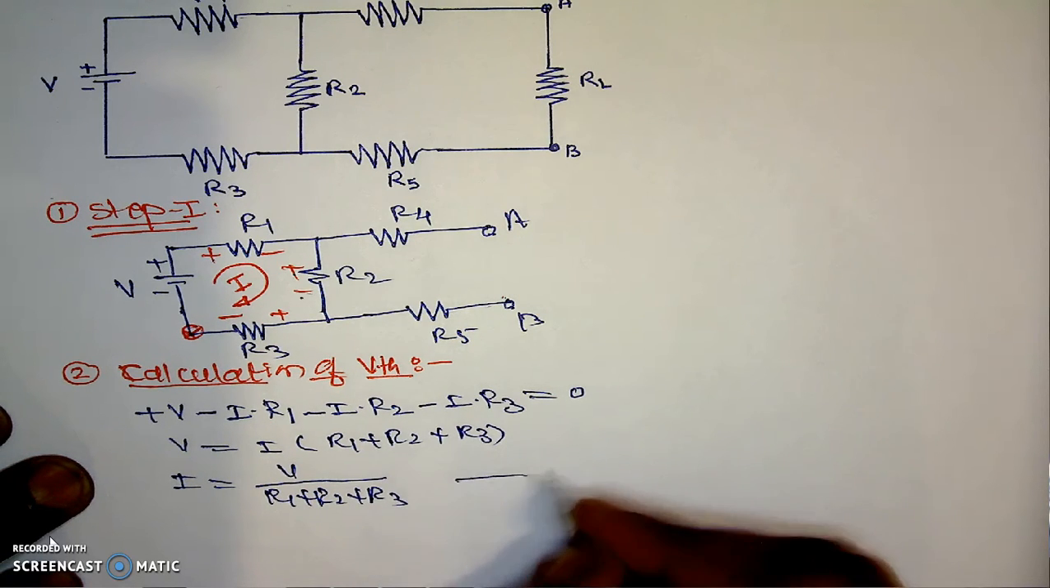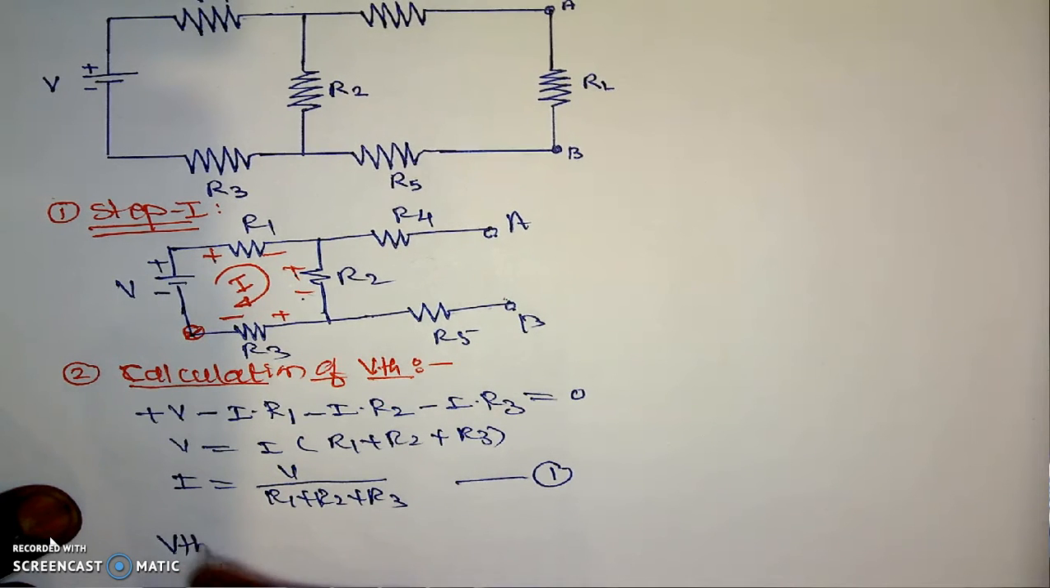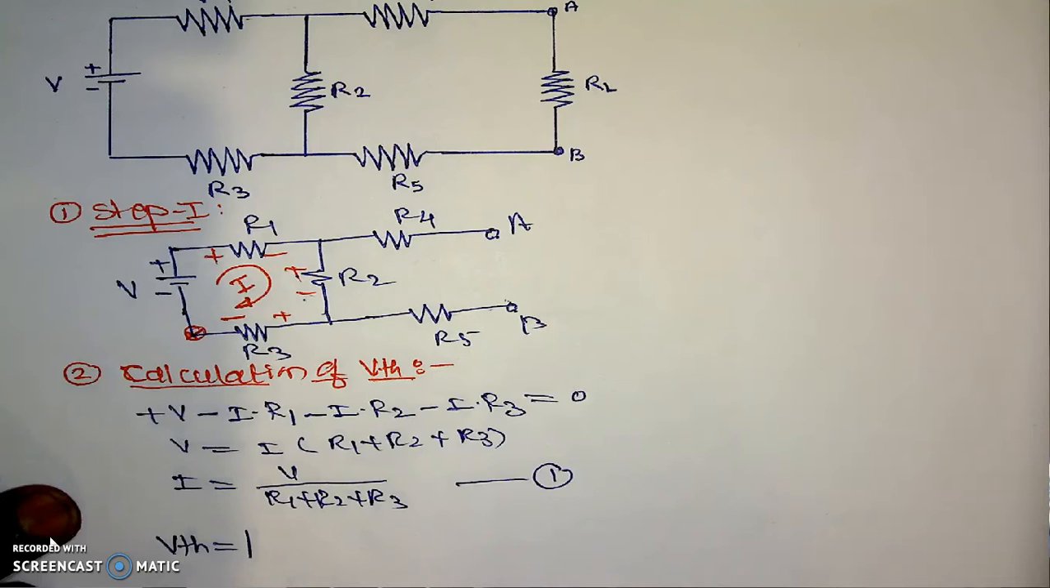This will be equation number 1. Now here, if we know the current, then we can find out the value of the potential VTH. Generally, I am taking it as a modulus value to avoid confusion. But if we are interested in the polarity of the Thevenin's voltage, then we have to travel from the lower potential towards higher, meaning B to A.